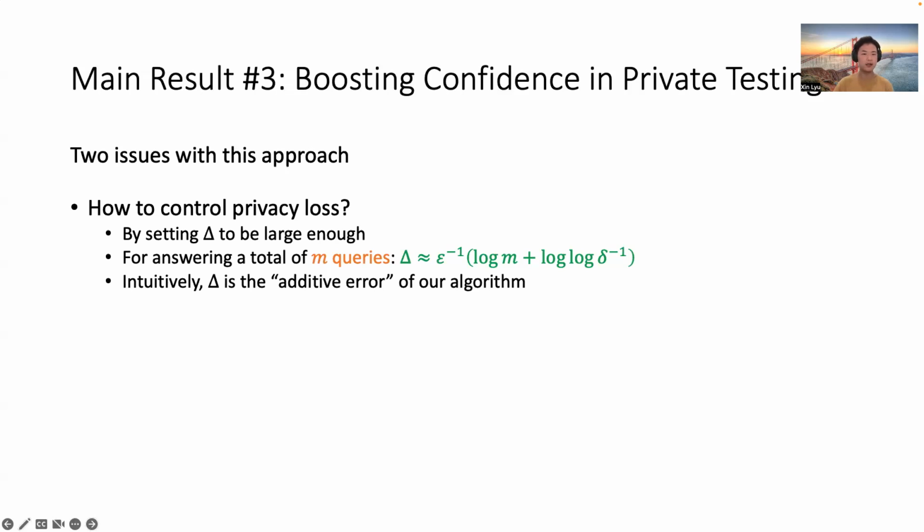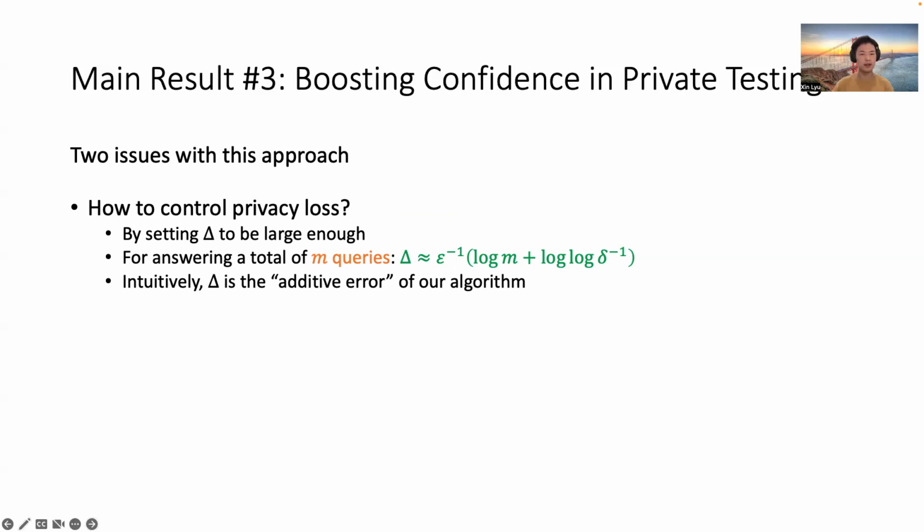Well, it turns out that by setting this parameter delta to be reasonably large, we can show that this event happens rarely. In particular, if we are interested in answering a total of m queries, it suffices to set delta to be 1 over epsilon times log m plus log of our delta. In that case, we can show that we are indeed using the vast majority of our privacy budget to answer meaningful queries. We are not wasting our privacy budget doing this back and forth thing.